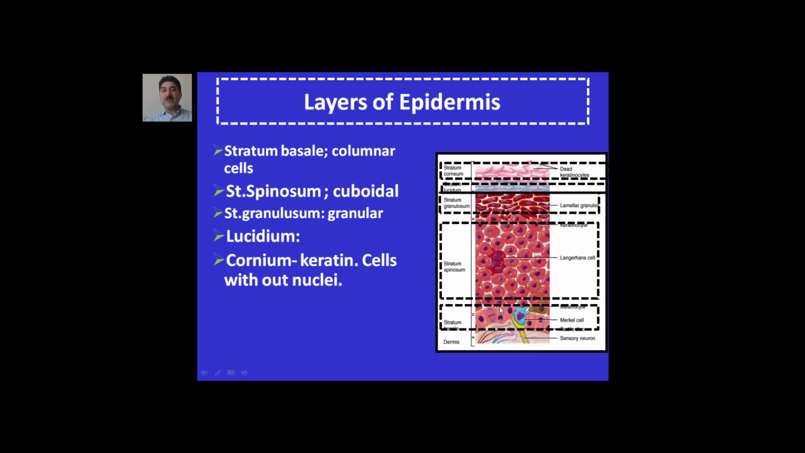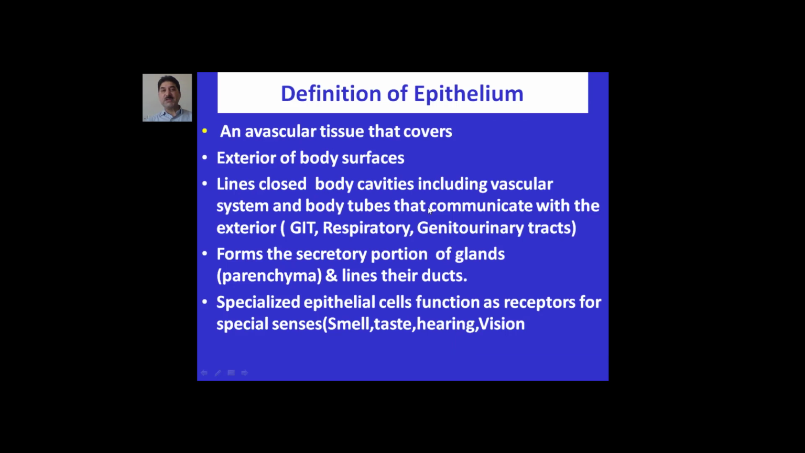In contrast, if we go from basal towards the apical layer, the shape of these cells changes. Simple squamous cells being least active metabolically, we find them away from the blood vessels and ultimately these cells die out. What is epithelial tissue?